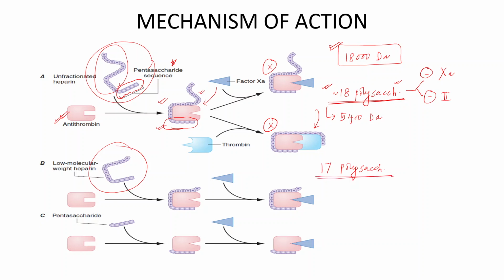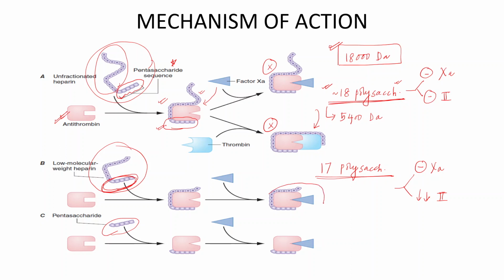The important thing is that low molecular weight heparin will also have the pentasaccharide molecule which was present in unfractionated heparin. So the pentasaccharide sequence is universal. It will be there in unfractionated heparin, in low molecular weight heparin, and also in fondaparinux. So low molecular weight heparin will also inhibit factor 10A with the same efficacy, but it will have a reduced efficacy in inhibiting factor 2 or thrombin, because it is unable to form the loop.